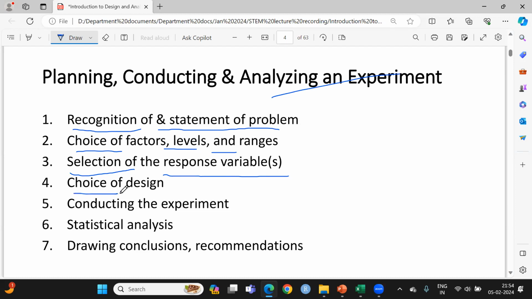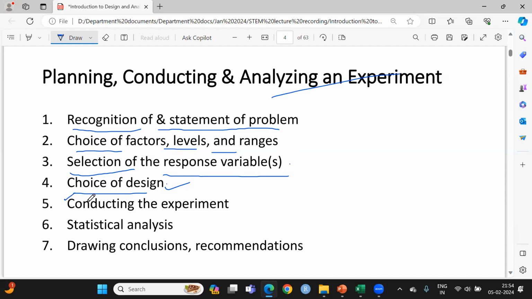The fourth is choice of design. Choice of design is very important: how can one prepare a design that is more efficient? With experience, discussion, or brainstorming, one can choose a design that is as per the requirement of the objective. So now we have the design. We know which one is our response variable. We know what the factors and levels are and what range they take. Based on that, one can start conducting the experiment.